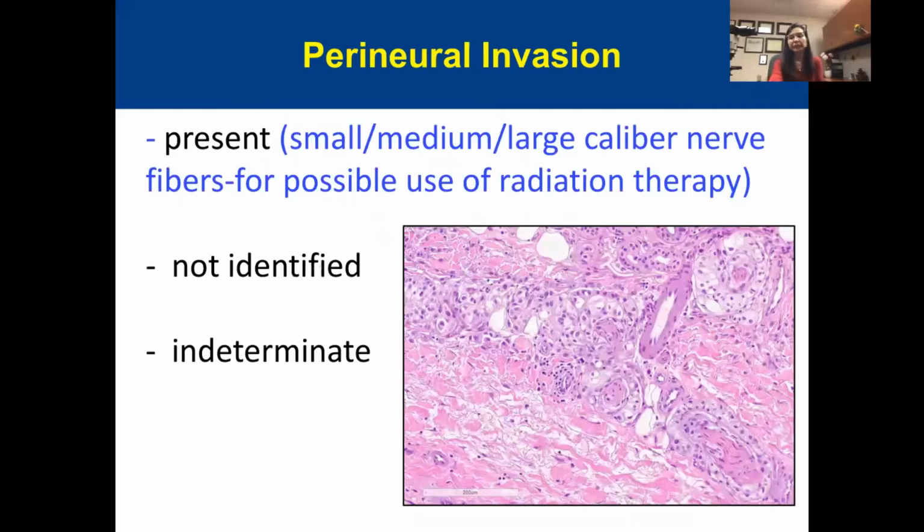Okay. Next one, perineural invasion. You look for it. If you don't find it, you report it as not identified. If you found it, you report it as present. And then we also note the caliber, the size of the diameter of the nerve fiber involved. Is that small, medium, or large? Because it will be useful for the decision of use of radiation therapy or not, okay?